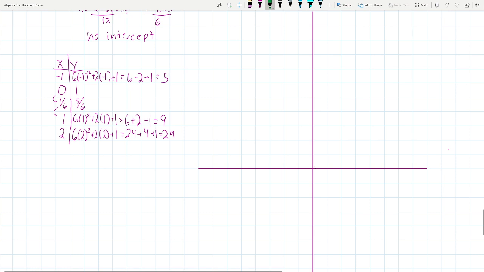So I can go 1 over 6, 5 over 6. I'm going to guesstimate that it's there. 0, 1. Negative 1, 5. 1, 2, 3, 4, 5. 1, 9. 1, 2, 3, 4, 5, 6, 7, 8, 9. And so I have a nice little graph.